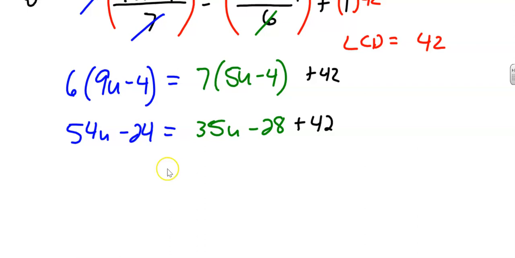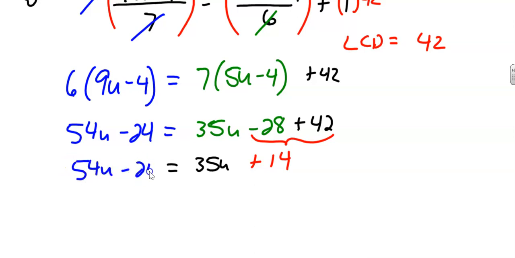Now, one small thing you can do over here, you've got the 35u. Since you have these two just numbers together, if you want to go ahead and put those together, if you do negative 28 plus 42, that would make that a positive 14. And again, if you wanted to move those one at a time, you could, but anytime you've got two terms together like that, just go ahead and combine those two terms and get it down to 1.